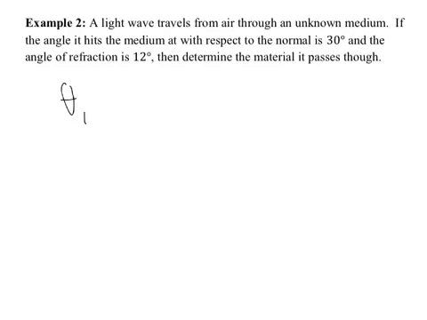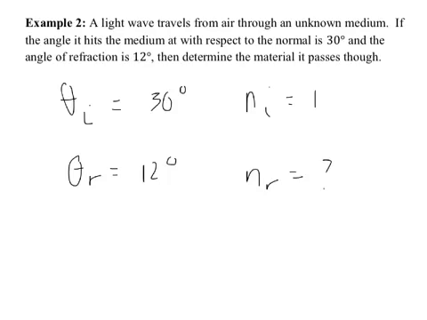We know theta i is 30 degrees. We know n_i, because it's in air, is 1. We know theta r is 12 degrees. We're trying to find n_r. So we know the angle which light hits it with, we know air is 1, and we know the angle of refraction is 12. Find out the material that causes this angle of refraction. So find n_r. Write your equation out, just solve for n_r. This is much easier than the last one. But then we have to look at our table to figure out which one it actually is.